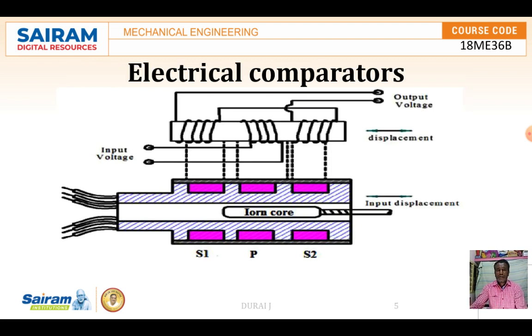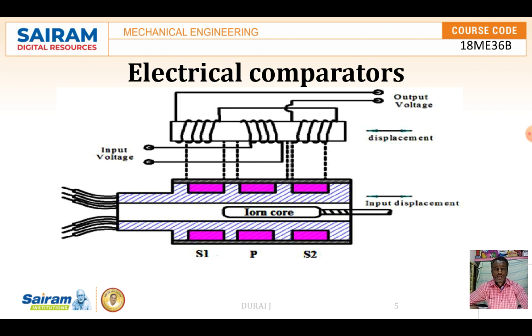Then comes the electrical comparator. The electrical comparator we are using over here is an LVDT, linear variable differential transducer. So usually it is going to change the linear displacement into the electrical signal. This linear variable differential transformer converts the displacement into the electrical signal.